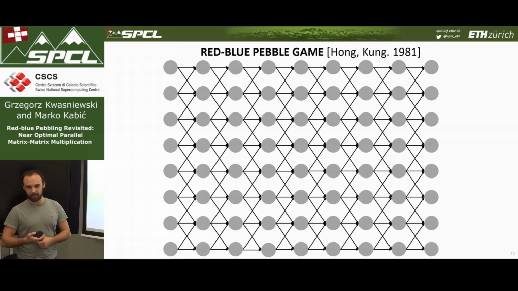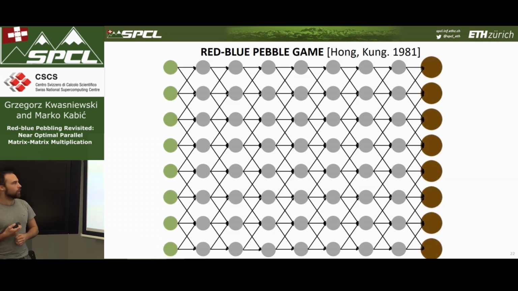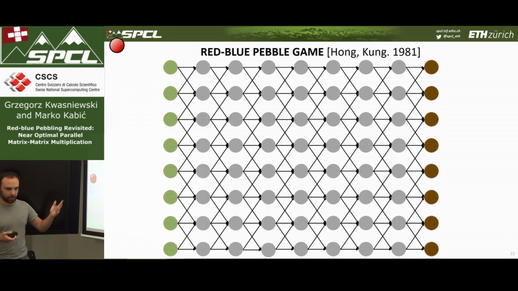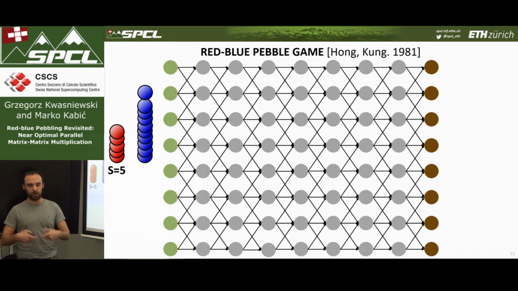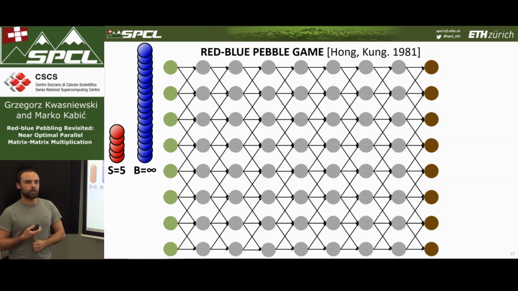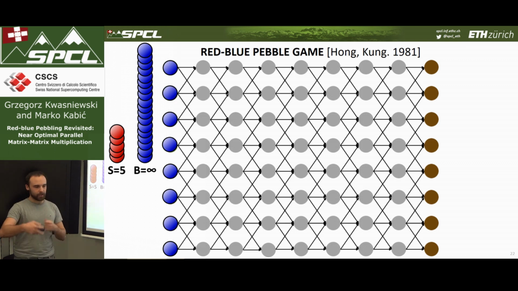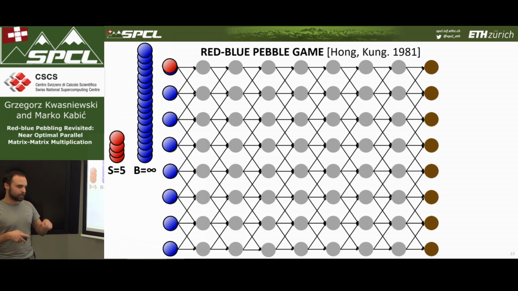edges represent data dependencies. We have some input vertices, some output vertices, and some red pebbles. Here we have 5 red pebbles. These correspond to our fast memory, for example registers or cache, in which we can perform computation. And we have an infinite number of blue pebbles, which correspond to our slow memory. We start by putting blue pebbles on our input vertices, and then we keep playing the pebbles according to certain rules. For example, putting a red pebble on a blue one is a load operation.